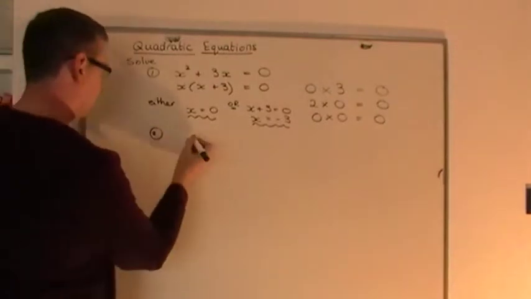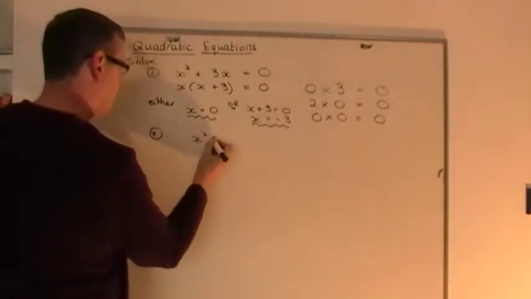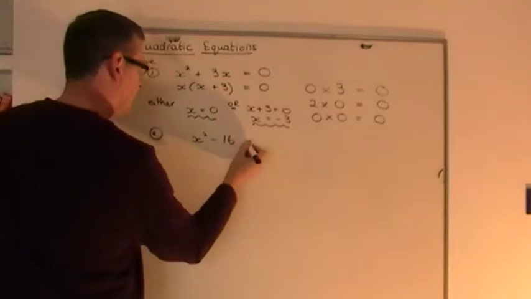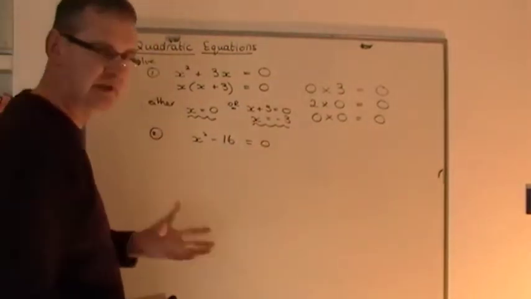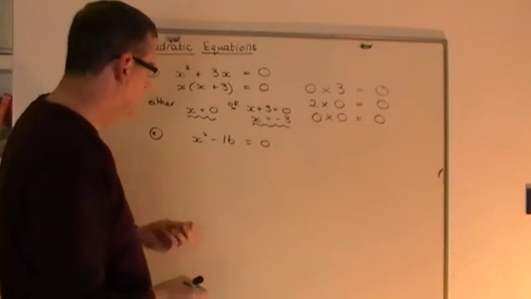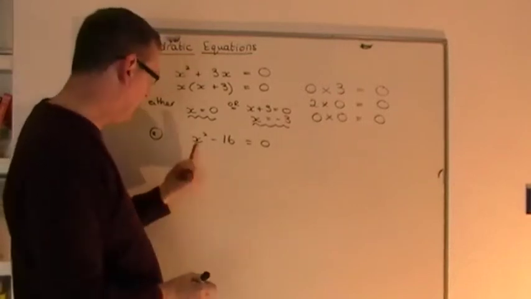Let's try some more. Okay, what about this one then? x squared minus 16 is equal to 0. That's a quadratic equation. It's going to have two answers. Is it in the right format? Yes, it is. We've got x squared first.